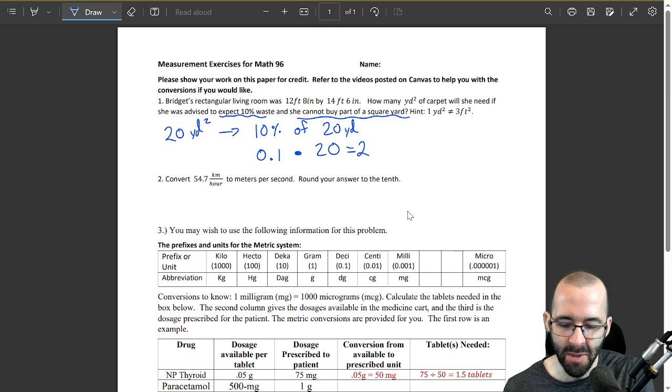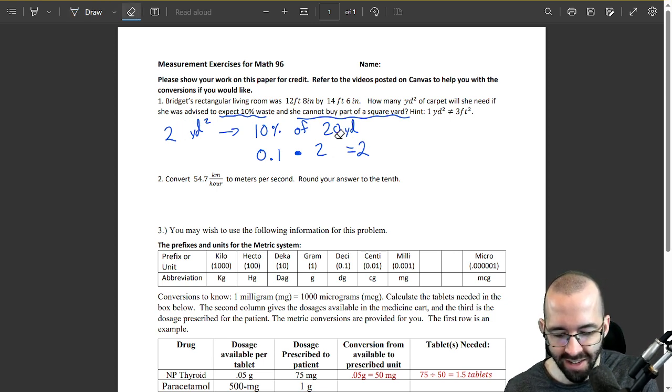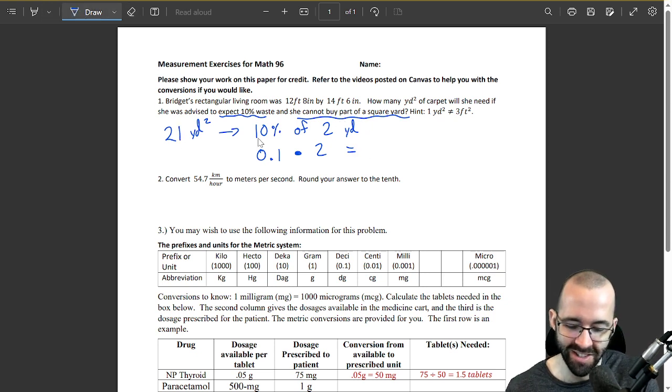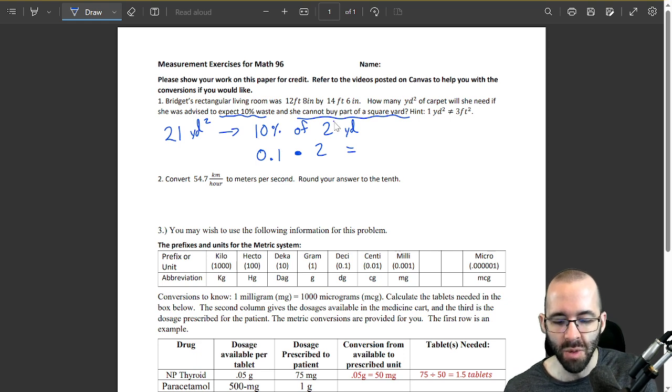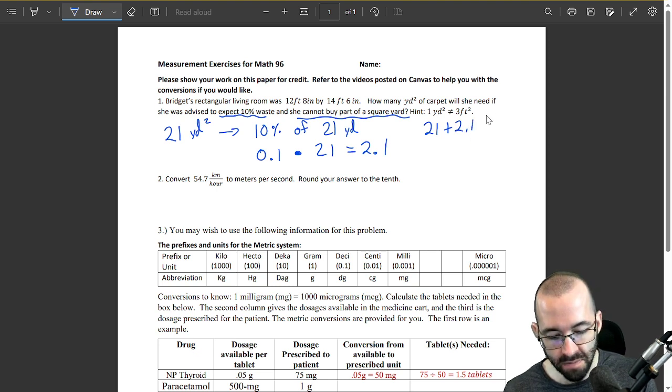Here, let me modify this example a little bit to make it more applicable. Let's say our answer was 21 yards. Well, we need to find 10% of 21 yards. That's 0.1 times 21, which is 2.1. So that's how much extra we need. So in total, 21 is what we calculated, and we need 2.1 extra to be safe. That's going to be 23.1 yards squared.